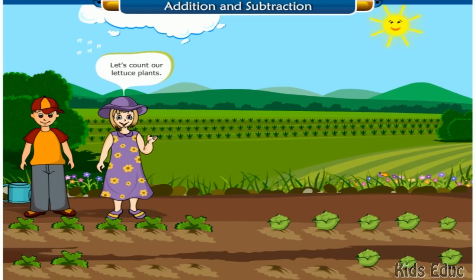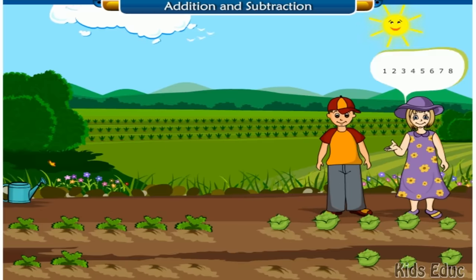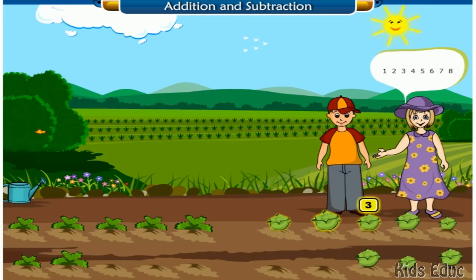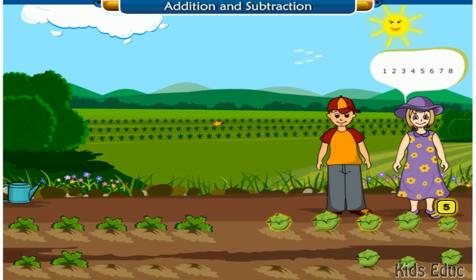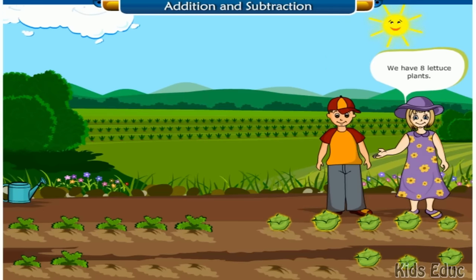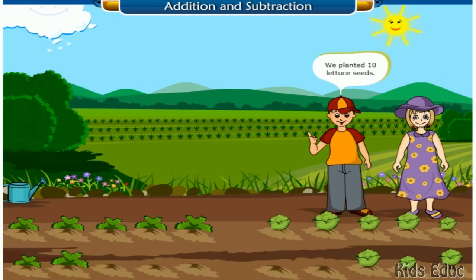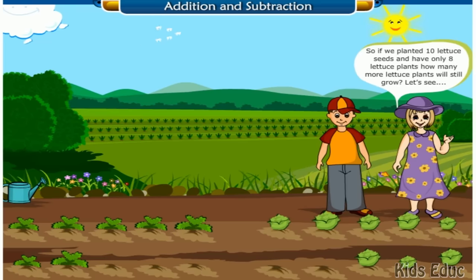Let's count our lettuce plants. 1, 2, 3, 4, 5, 6, 7, 8. We have 8 lettuce plants. Jose, how many seeds did we plant? We planted 10 lettuce seeds. So if we planted 10 lettuce seeds and we have only 8 lettuce plants, how many more lettuce plants will still grow? Let's see.